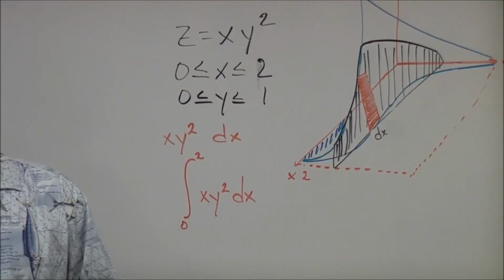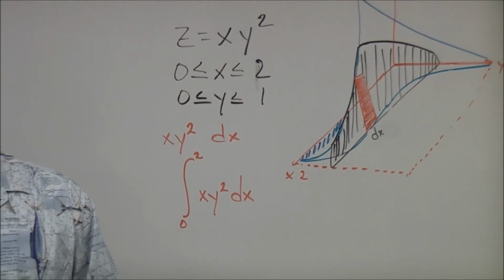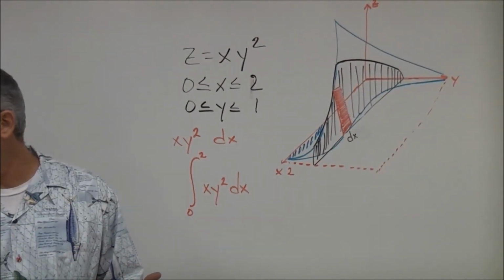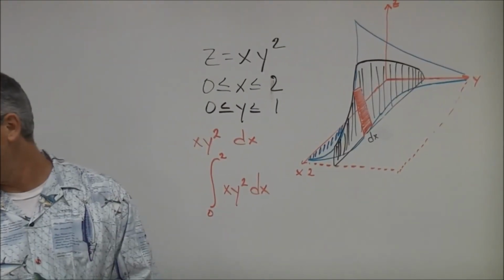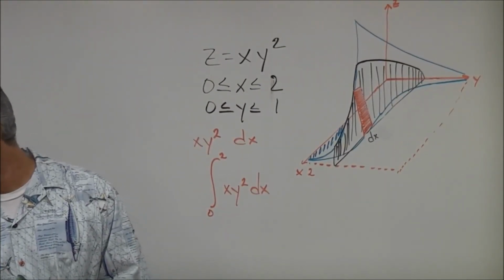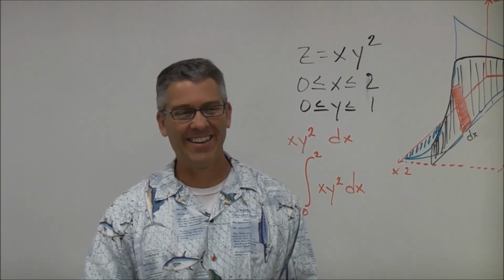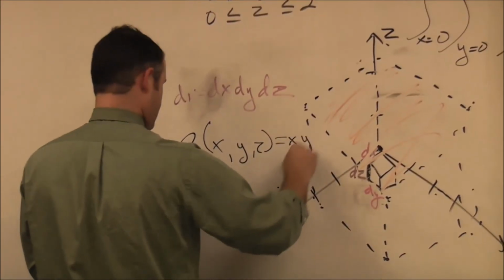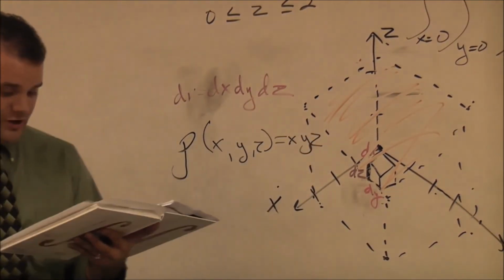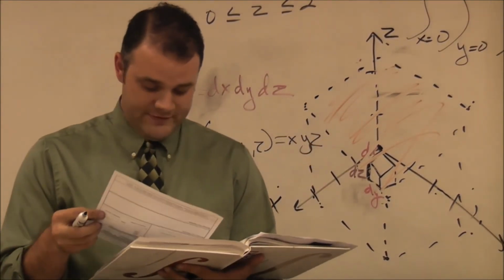We're going to integrate from x equals 0 to x equals 2. I'm just reading what you guys wrote. Well, x could be equal to 2. Okay. That equals ρ(x, y, z). So, what are we doing?